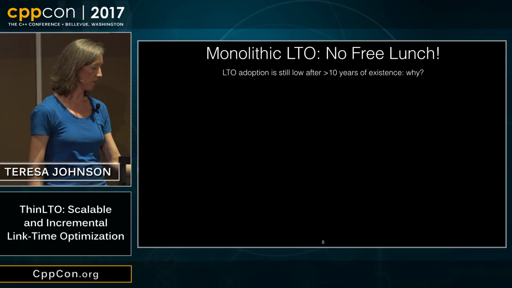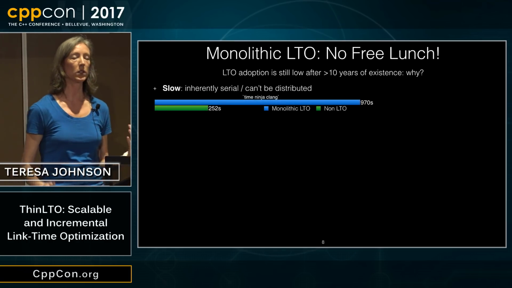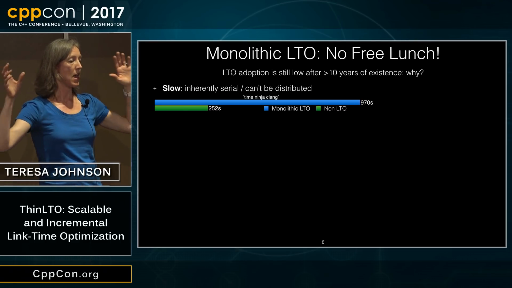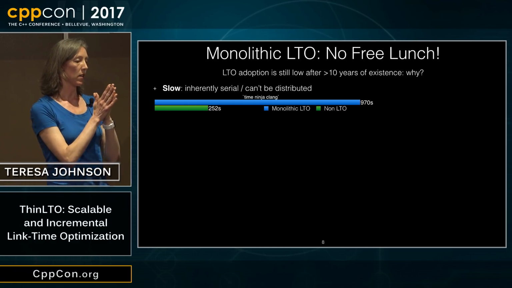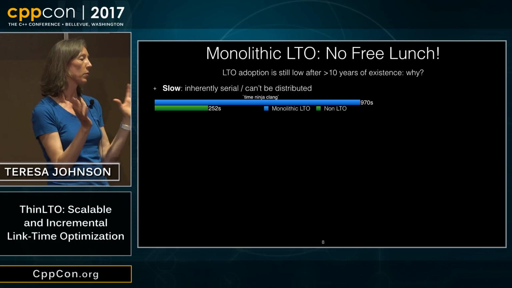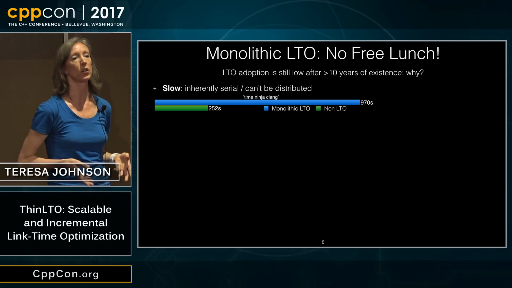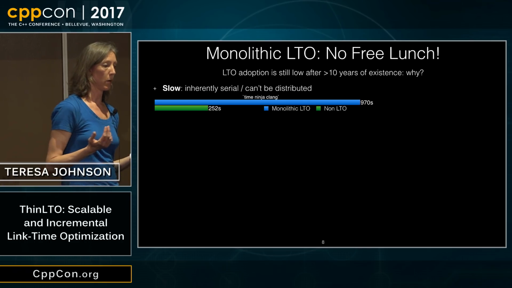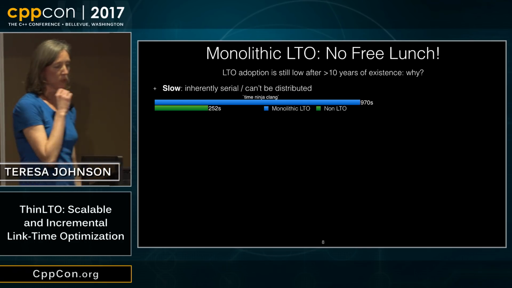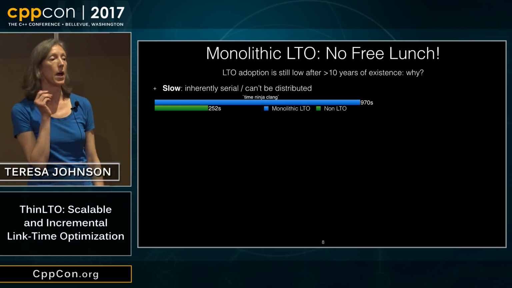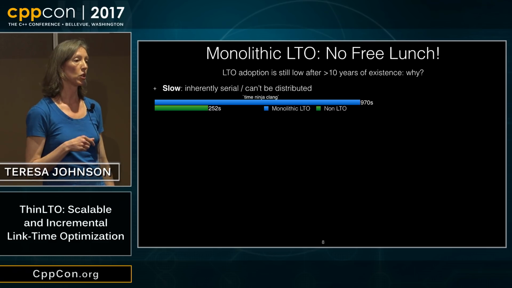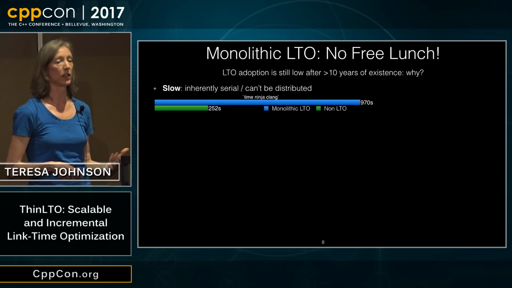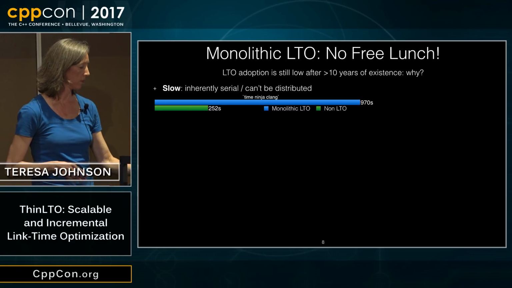So why is that? Well, the first thing is that we've taken those optimization pipelines, which were fully parallel, and we are running the entire combined application's IR in serial through the optimization pipeline. And so we've removed a lot of parallelism, and it's slow. I'm showing here some numbers for an LTO compilation of Clang, the Clang binary itself, compared to a non-LTO build, and it's around 4 times slower.